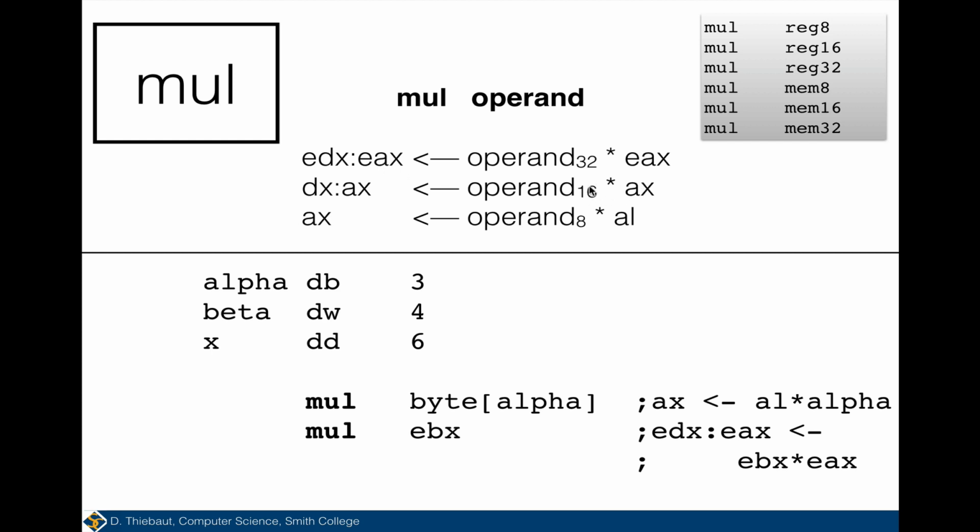If you're multiplying two 16-bit values together, one must be in AX, which is the 16-bit lower part of EAX. The other one can be whatever you want, wherever you want. And when you multiply these two together, you get a 32-bit value, and the lower part is going to go in AX, and the upper part in DX. That's the rule. You cannot change that. That's the way MUL is defined.